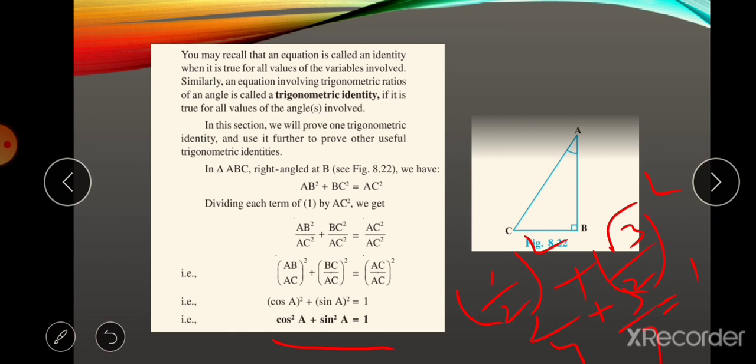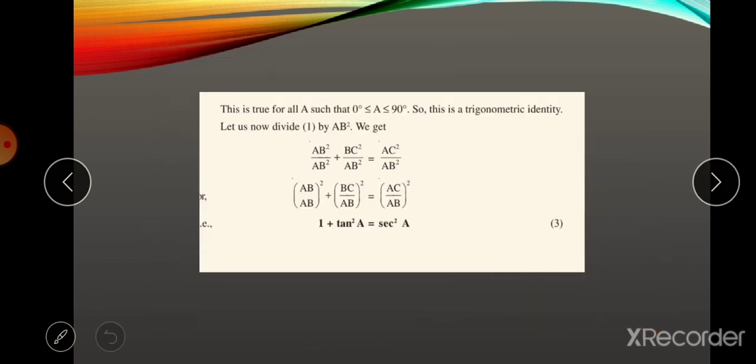So this is a very important identity. Using this identity only, we can derive the remaining three identities. So cos square A plus sin square A is equal to 1. And next we'll see one more identity.